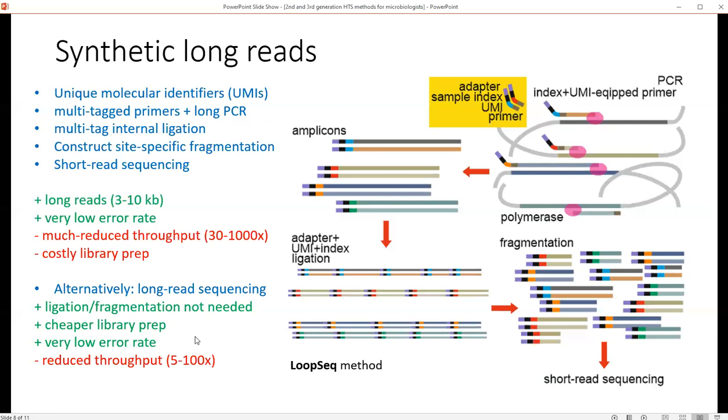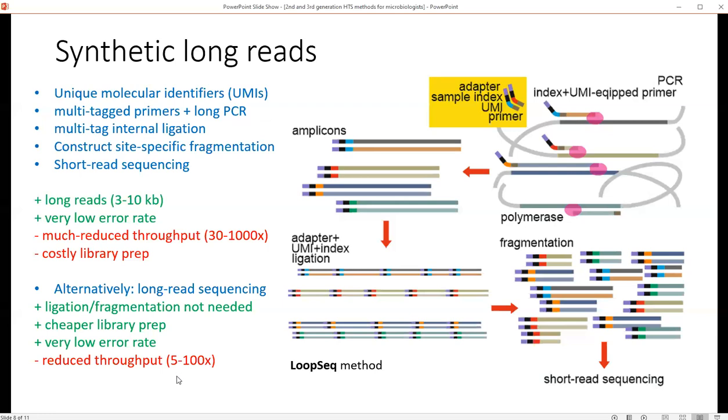So the principal or most common method for this nowadays is LoopSeq sequencing, and this slide is based on the LoopSeq methodology. Alternatively, such unique molecular identifier-based PCR products can be sequenced using long read platforms. The positive side is that the tedious ligation and fragmentation steps are not needed, which makes it cheaper. Again, the error rate is comparably low, and the throughput is reduced, but less.